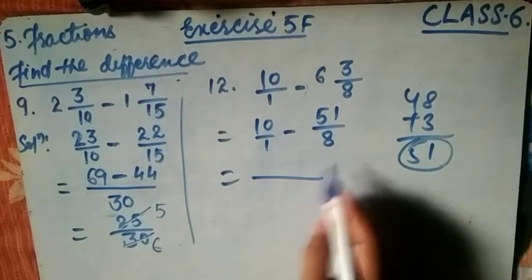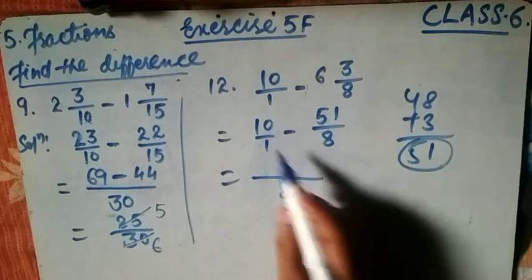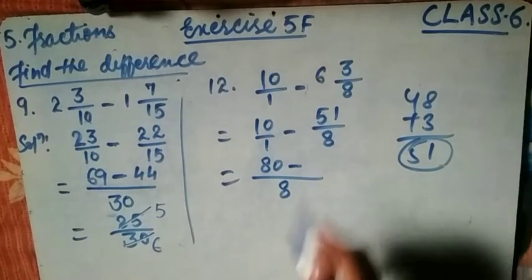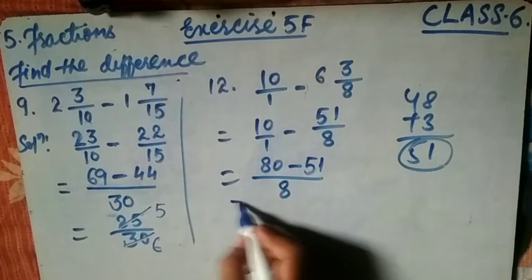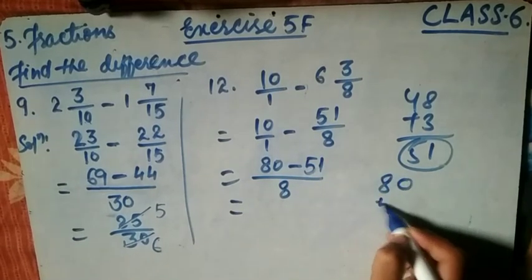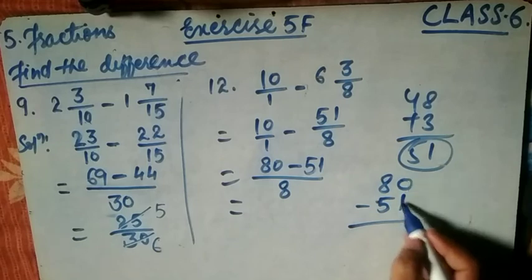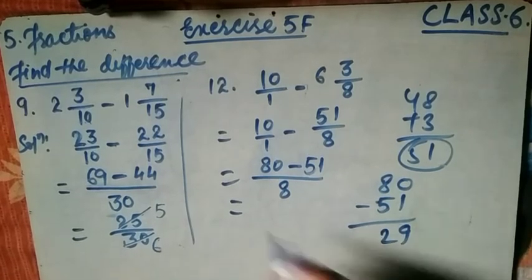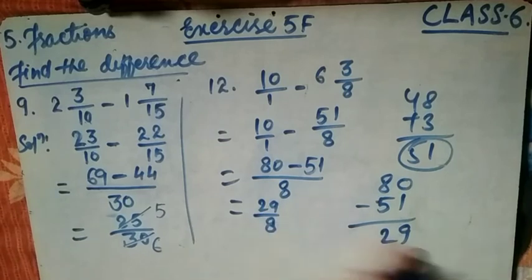Now take the LCM of 1 and 8. 8 is the LCM. Divide 8 by 1, 8, multiplied by 10, this is 80. Here is the minus. 8 divided by 8 is 1, and 1 multiplied by 51 is 51. Now subtract 80 minus 51, which is 29. So 29 by 8, this is also an improper fraction.